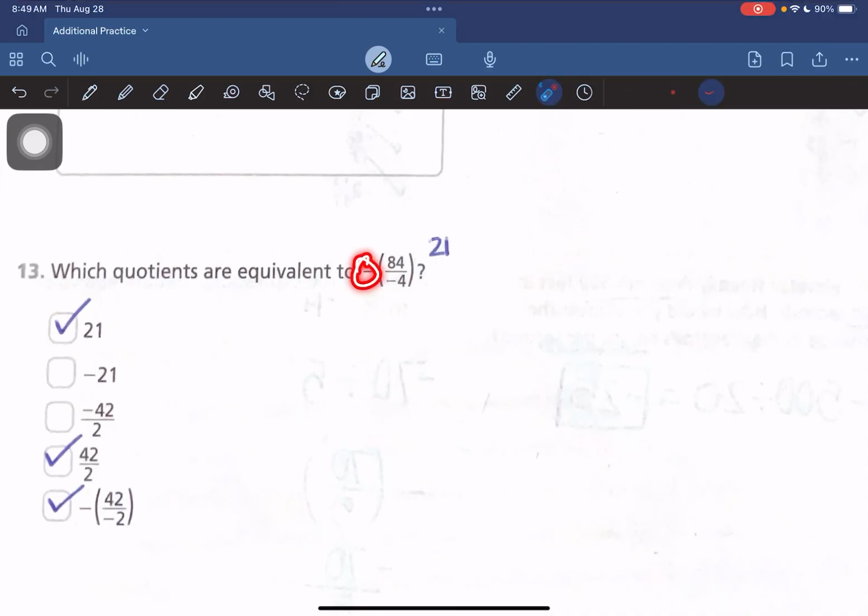First of all, how many negatives do we see in this problem? We see 2, and so we know we're going to get a positive answer of 21. We have positive 21 right here. 42 divided by 2 is positive 21. And again, on this one, keep in mind that we have 2 negatives right there. So negative, and then within the parentheses, 42 divided by negative 2 would also give us 21.